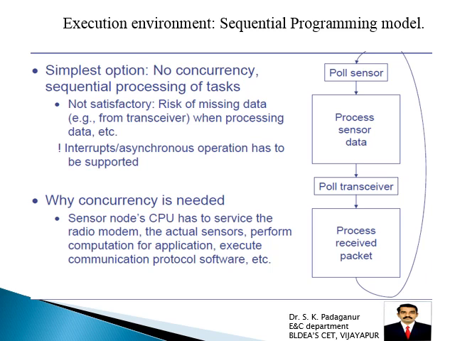So what happens? First, it polls the sensor. It polls the sensor in the sense that it makes the sensor capture the data. Then it starts the process. The first step is poll the sensor, the next step is process sensor data, then the third step is poll the transceiver to transmit the constructed packet. So all these are executed in sequence: poll sensor, process sensor data, poll transceiver, process received packet.